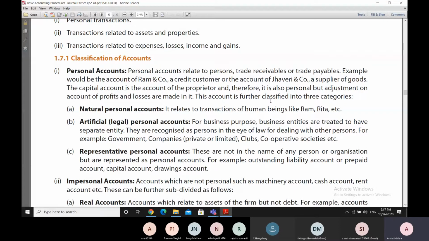In other words, we can say that those accounts which are personal accounts but not natural persons' or artificial persons' accounts, but are represented to be personal accounts, are all called representative personal accounts.